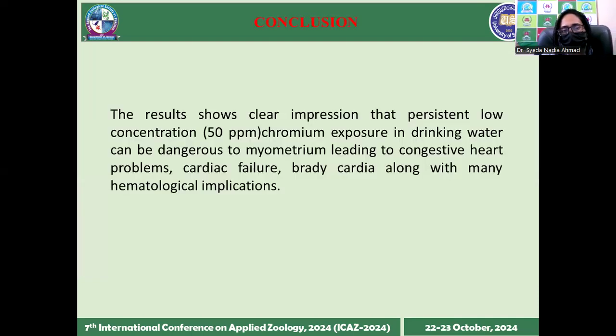The conclusion is that there is a clear impression that persistent low concentration 50 ppm chromium exposure in drinking water can be dangerous to the heart or myocardium, leading to congestive heart problems, cardiac failures, bradycardia, along with many hematological implications.